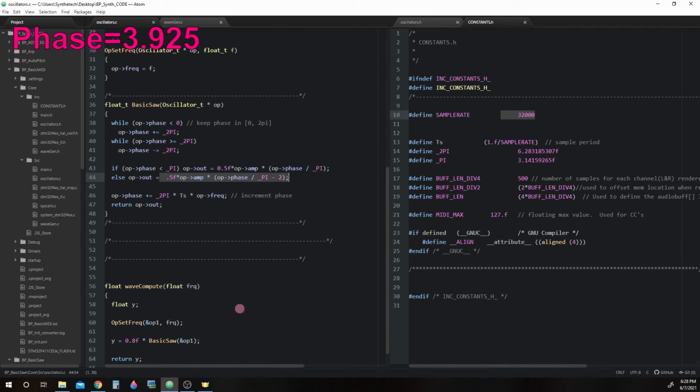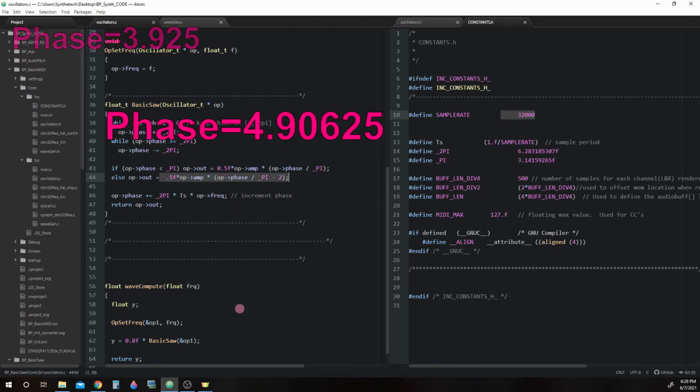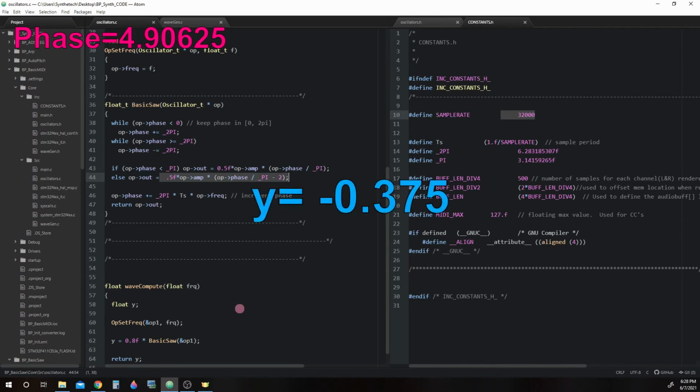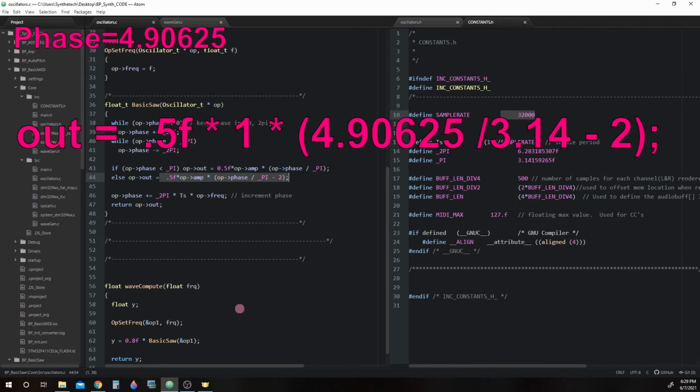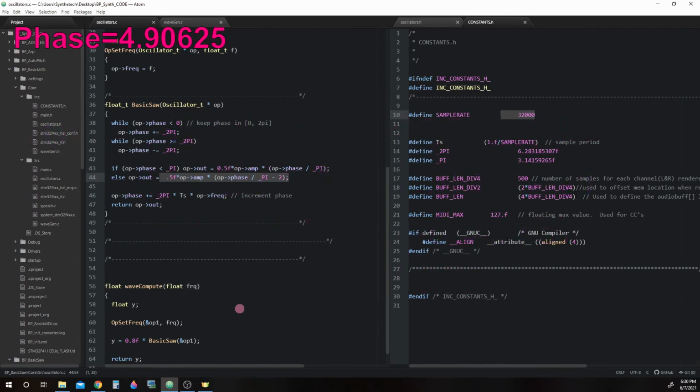We increment the phase again. So phase equals 3.925 plus 0.98125, and the result is 4.90625. We've returned the sample value of negative 0.375 and head back to get another sample. We plug in our values again and we get out equals 0.5 times 1 times 4.90625 divided by pi minus 2, which results in 0.5 times 1 times 1.5625 minus 2, which equates to 0.5 times 1 times negative 0.4375, and our final result is negative 0.21875. So we increment the phase again.